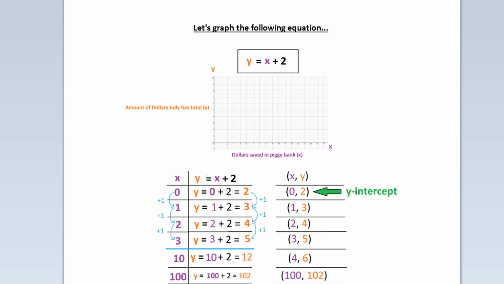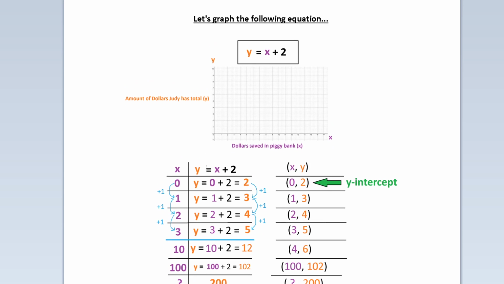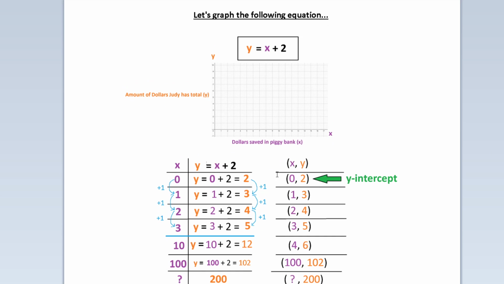Zoom out a little. So we're going to work on graphing this equation. First, let's set up our xy axis. Remember, we put x horizontally, left to right. We said x is how much money was in the piggy bank, plus the $2 in her pocket. And then we said y is how much money Judy has altogether.